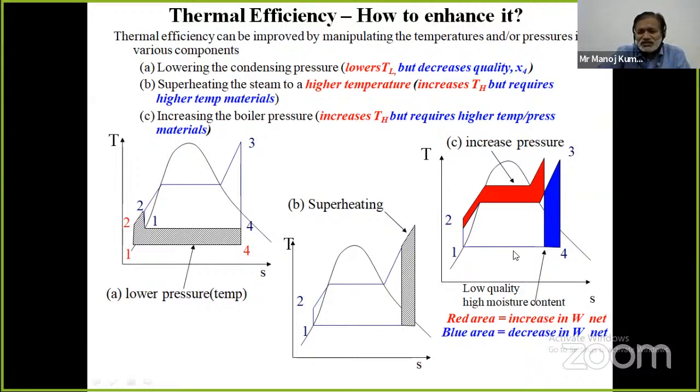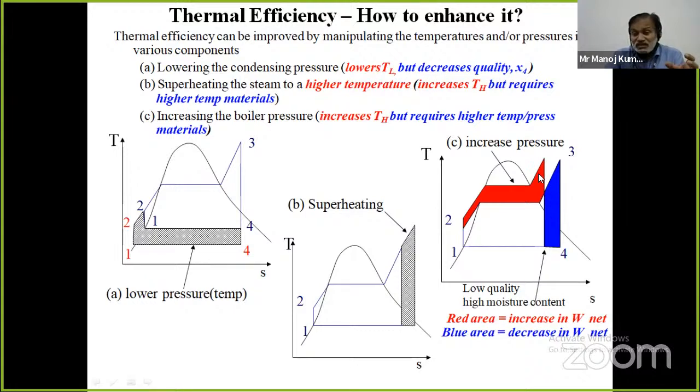Let us see, by increasing pressure, the heat addition at higher temperature improves. So the mean temperature of heat addition, or we can say the average temperature of heat addition, increases with the increasing operating pressure or boiler pressure. So by increasing the boiler pressure, what is happening? Let us see. If you are increasing boiler pressure, the mean temperature of heat addition increases, but the ideal expansion line shifts towards the left. Therefore, increasing the boiler pressure improves the efficiency of the cycle.